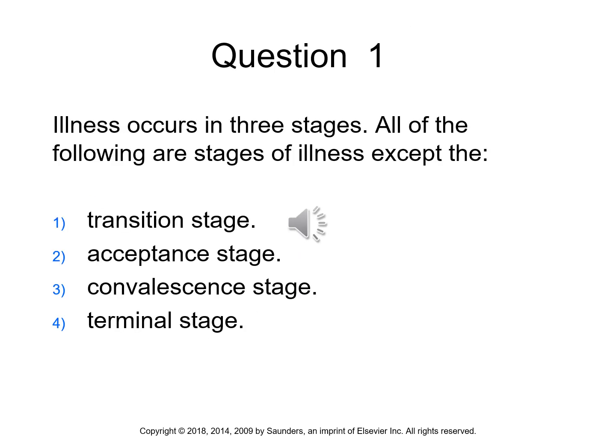All right, question 1. Illness occurs in 3 stages. All of the following stages are stages of illness except... So the answer is 4, terminal stage. There are 3 stages of illness: a transition stage, which is the onset, the acceptance stage is when you are sick, and then the convalescent stage is your recovery stage.